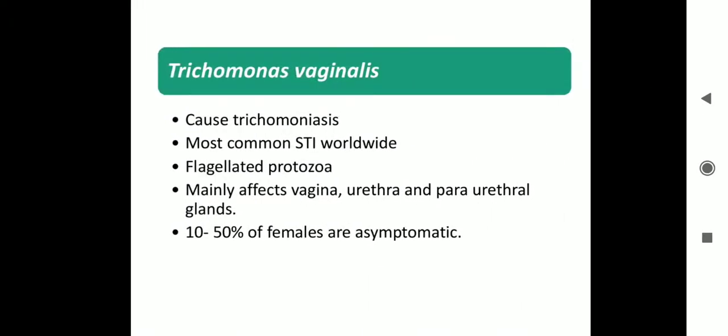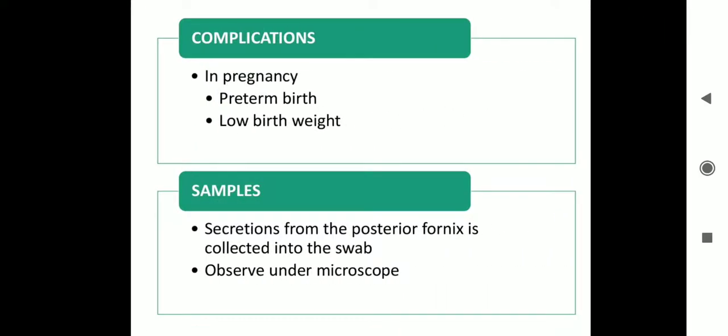Trichomonas vaginalis is the infection. It causes trichomoniasis, the most common STI worldwide. It is a flagellated protozoa. It mainly affects the vagina, urethra and paraurethral glands. In 10 to 50% of females, they are asymptomatic. So complications in pregnancy, as we said earlier.